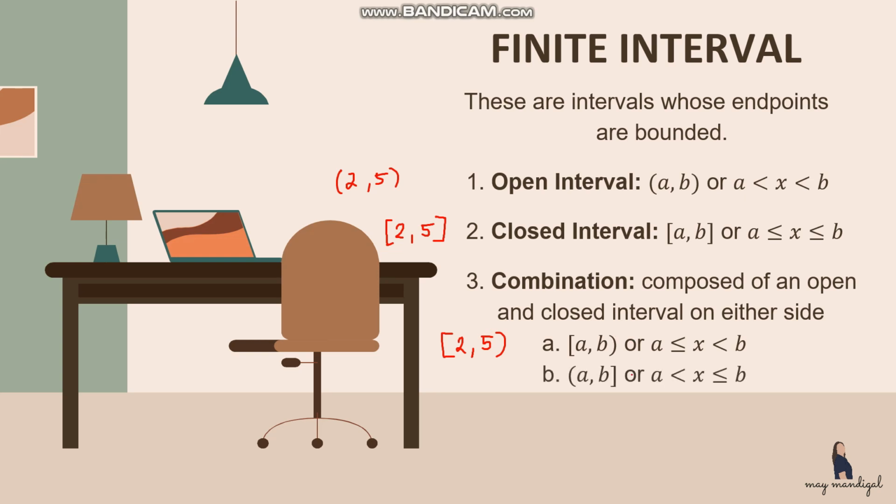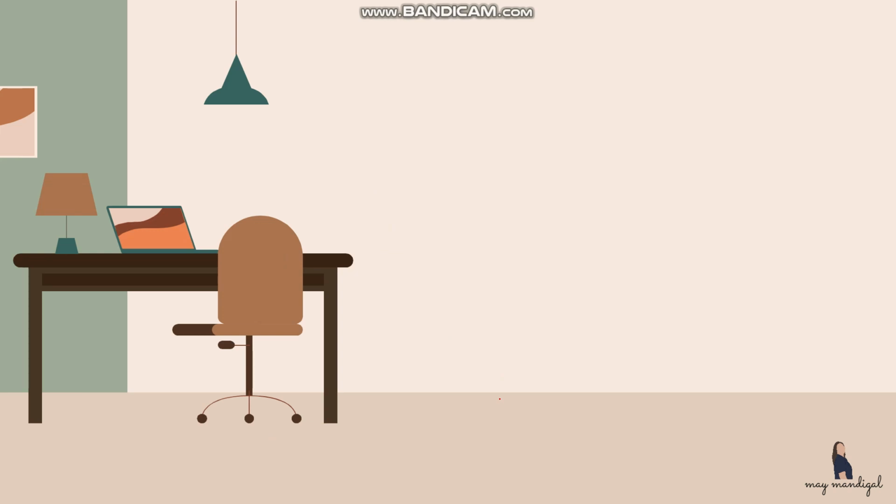Or it can also be like this: A not included up to B included, or x is greater than A but less than or equal to B. So this time, 2 is not included, up to 5 included. This is again what we call the finite intervals. These are intervals whose endpoints are bounded, or simply, we have boundaries or endpoints.